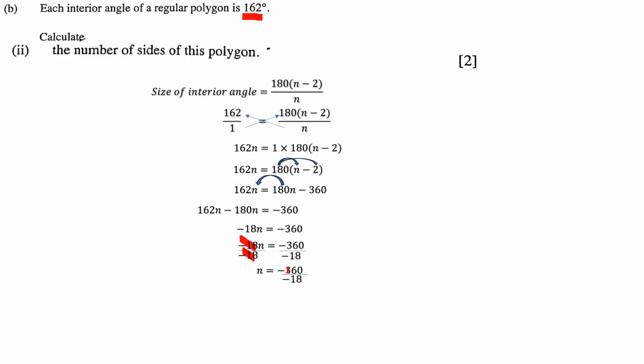After we divide both sides by negative 18, notice that we have negative 360 divided by negative 18. And so what is negative 360 divided by negative 18? That's going to be 20. And so that means that n is 20, which means that the number of sides of this polygon is going to be 20 sides. So the polygon that has an interior angle of 162 degrees has 20 sides. That's a lot of sides.